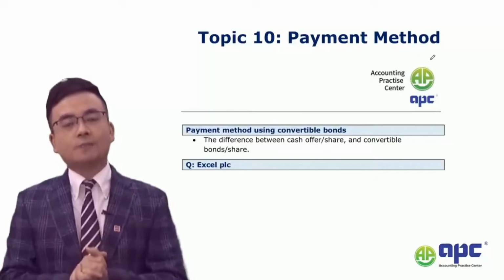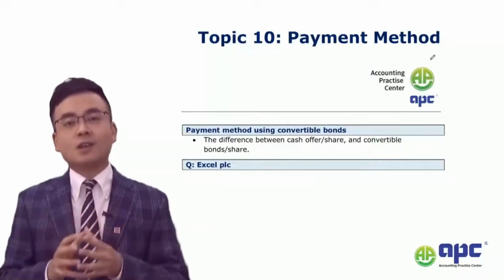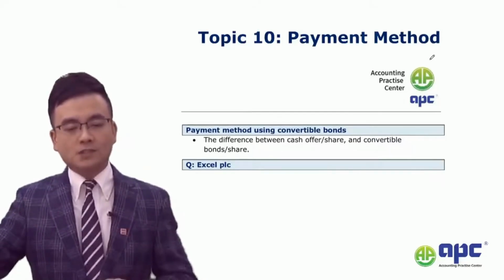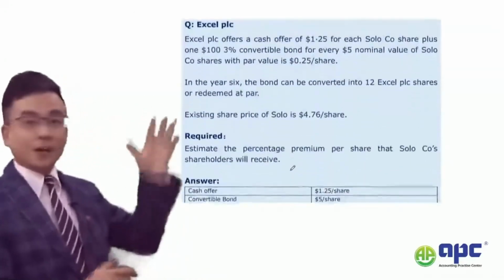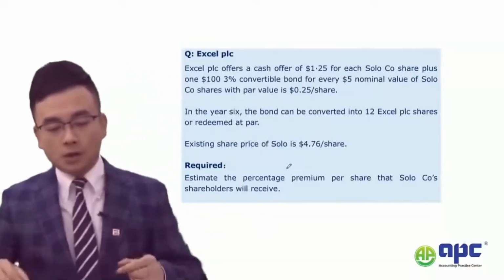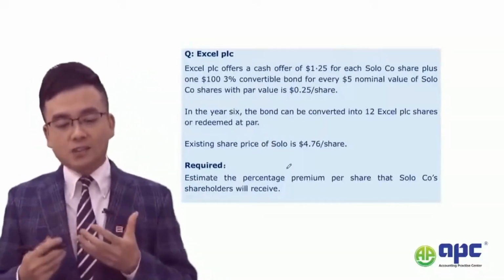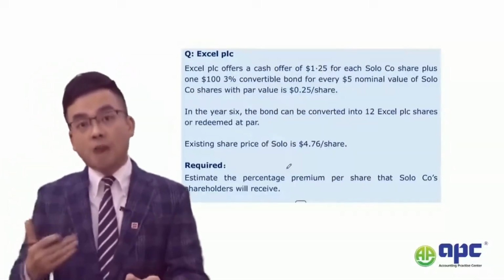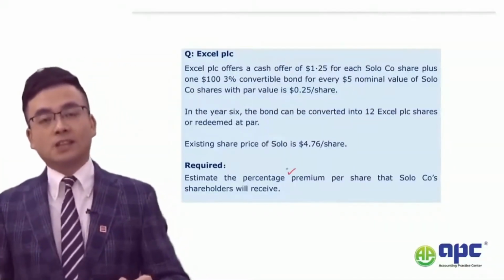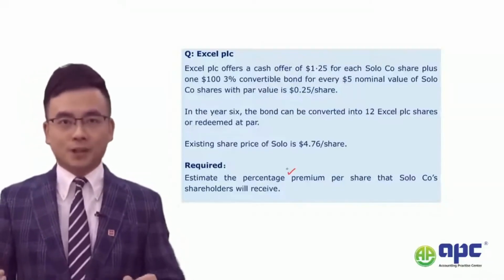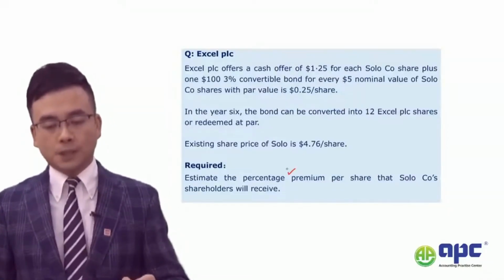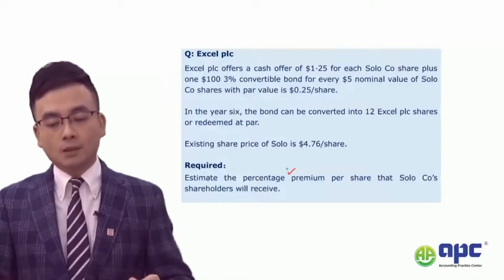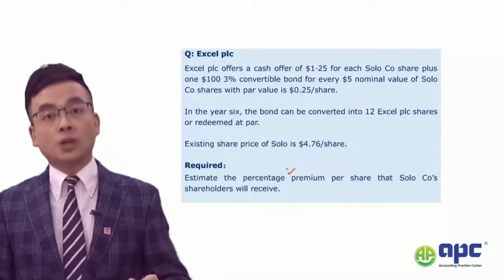So if that's the case, then how can we answer such questions in the ACCA AFM exam? Now, the best way from my perspective is to see the question called Excel PLC. We are asked to estimate, which means to calculate, the percentage premium, because very frequently when we buy another business, we'll need to pay a premium on that to gain control, possibly. We need to estimate the percentage premium per share that Solo company shareholders will receive.